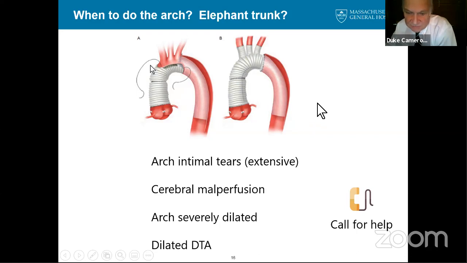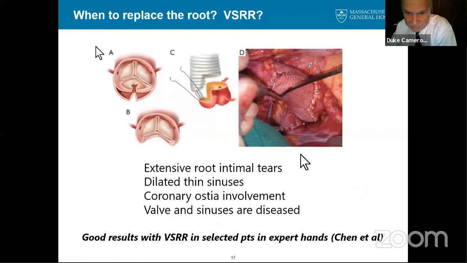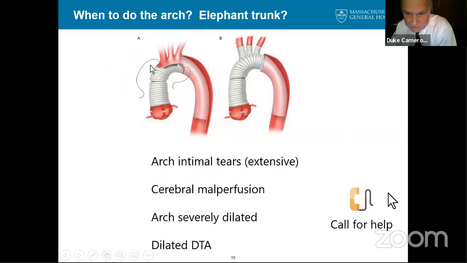And maybe I shouldn't say this, it sounds heretical, but a small tear in the distal part of the arch, to me, that's a lot like a type B. And I don't think that's a reason you're committed to replacing the arch. Replacing the arch, unless you're doing it on a regular basis or have a lot of experience, is a big operation. And if this is your first day, call for help.